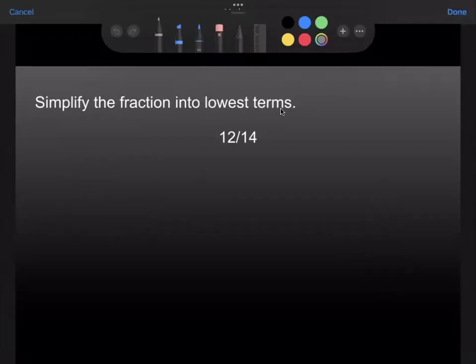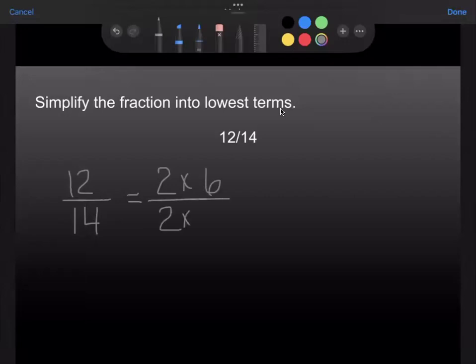Okay, here is our next one and our last one for today's video. We're going to take the fraction 12 over 14 and simplify it. So for this one, I'm going to use the multiplication route. I know that 2 times 6 gives me 12, and I know that 2 times 7 gives me 14. So I have a 2 on the top and a 2 on the bottom. So I'm going to cross those off. And what I have left is 6 on the top and 7 on the bottom.